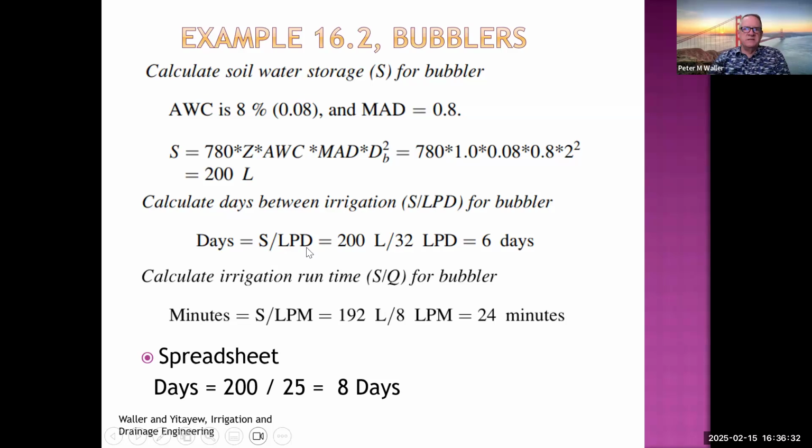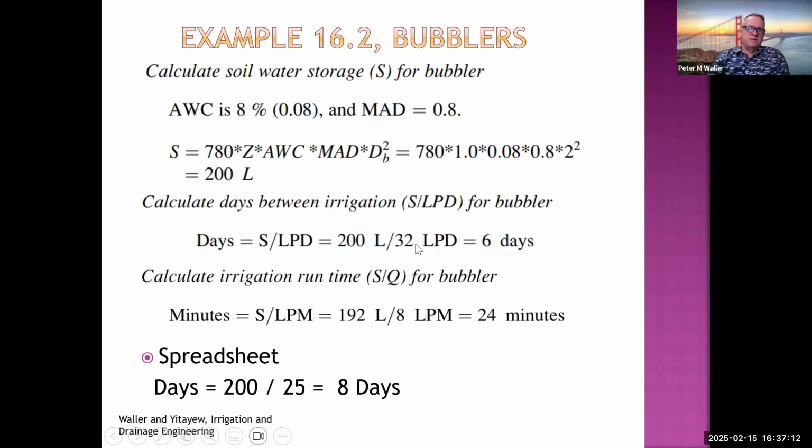So the days between irrigation, at least the potential days, is 6 days. We need an integer number here. This actually isn't exactly 6. And then the minutes would be the storage over the liters per minute. Actually, it's not the storage, I think it's 192 liters per day over 8 liters per minute, equals 24 minutes. And so in the spreadsheet, the days equals 200 over 25, not 32, or 8 days instead of 6 days.